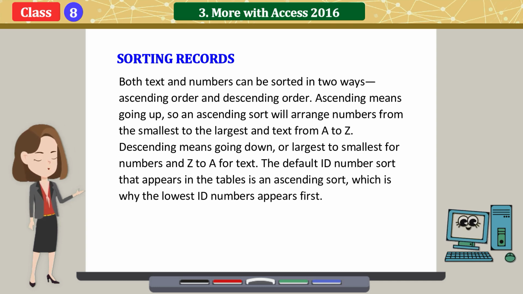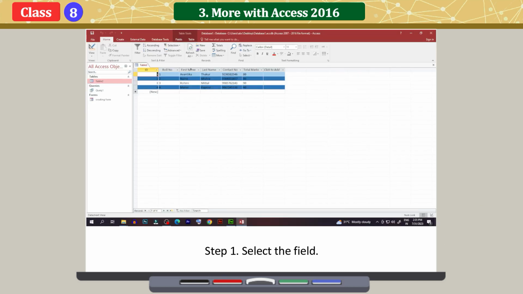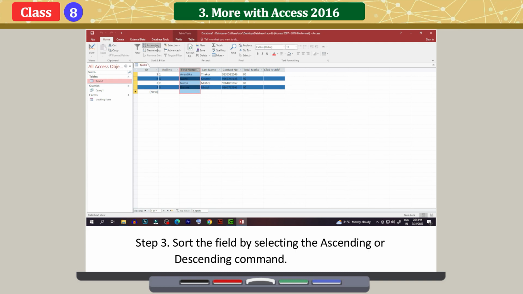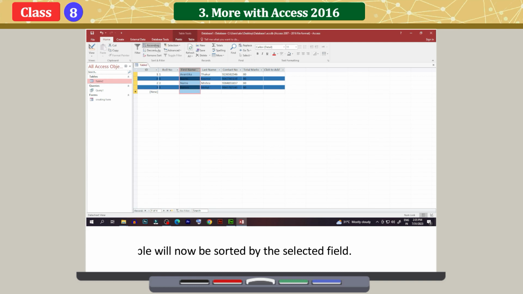Descending means going down, or largest to smallest for numbers and Z to A for text. The default ID number sort that appears in the tables is an ascending sort, which is why the lowest ID numbers appear first. Select the field, click on the Home tab and locate the Sort and Filter group. Sort the field by selecting the ascending or descending command. The table will now be sorted by the selected field.